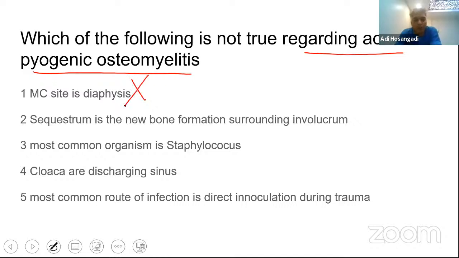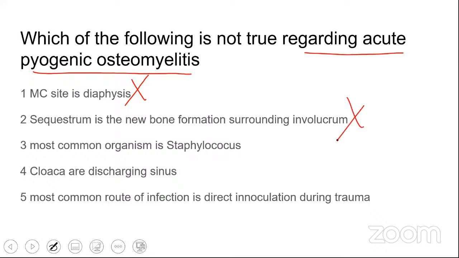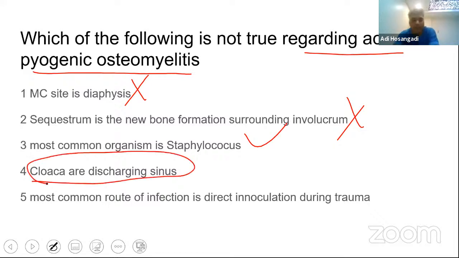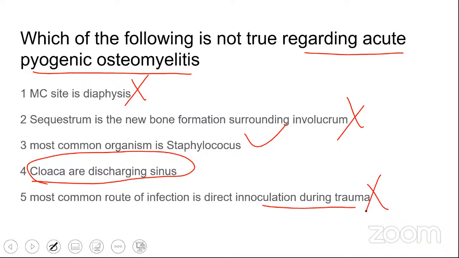Sequestrum is the new bone formation surrounding the involucrum. True or false? False. Very good. Most common organism is staph. True. Very good. Cloacae are discharging sinuses. True. Okay, yes, Shivani has answered true. I will mark it for a while. Most common route of infection is direct inoculation during trauma. True or false? False, because I told you the most common is hematogenous spread.